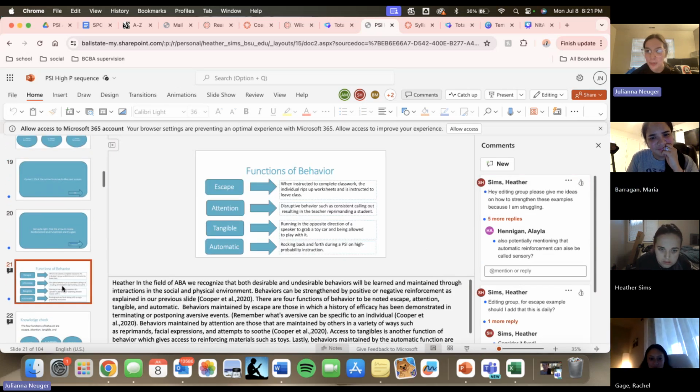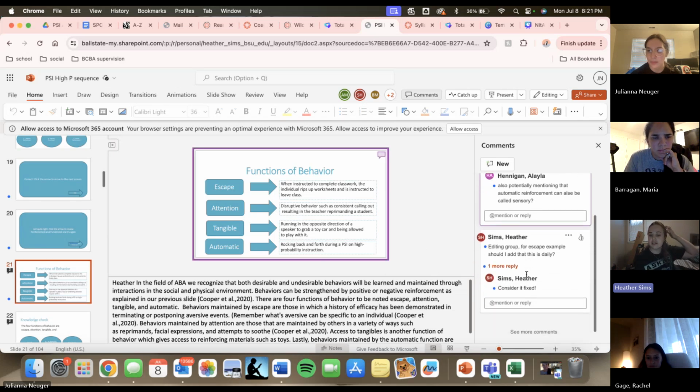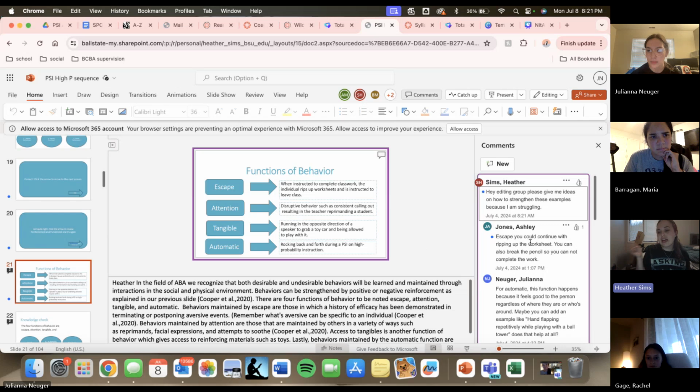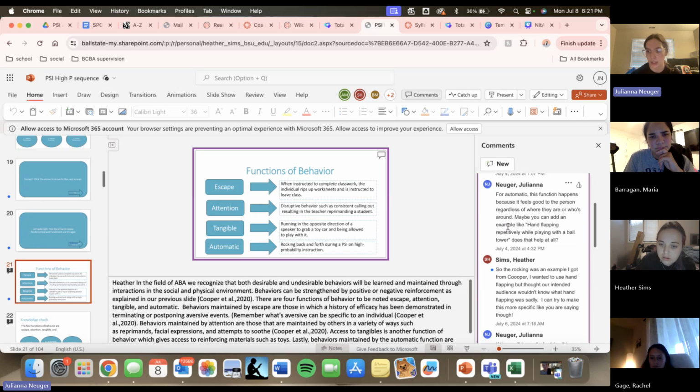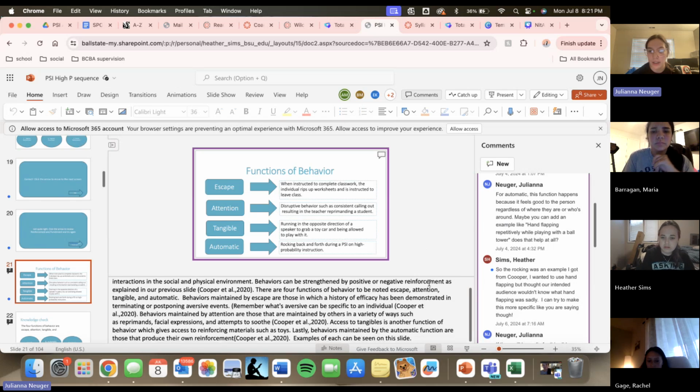Then functions of behavior. Heather, you had a comment here saying that you needed some help with strengthening these ideas. Yeah, and whoever edited them, I did get a chance to fix them to reflect what was suggested. They were really good suggestions. It was like small changes that made the examples way more effective, which was nice. Nice. Yeah, I see. I'm looking at the comments now and I saw that I added one for automatic, adding in something to explain like hand flapping and stuff.